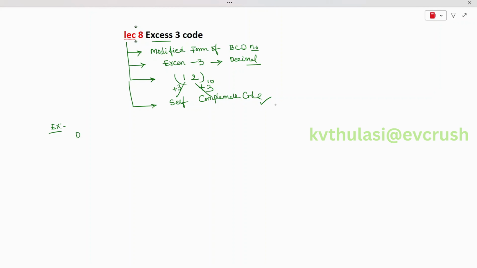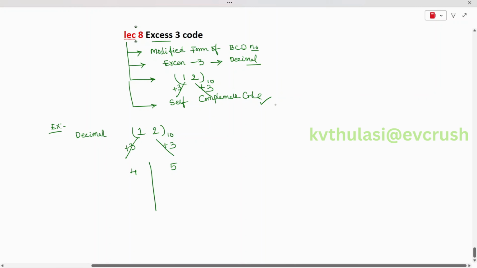So a decimal number is given to me, and we are asked to find the Excess-3 code. The given decimal number is 12. This decimal means base 10. So how to do it: for the first digit add plus 3, for the second digit add plus 3. So 12 means we can write 1 plus 3, which is 4, and 2 plus 3 gives 5. So we get 45.